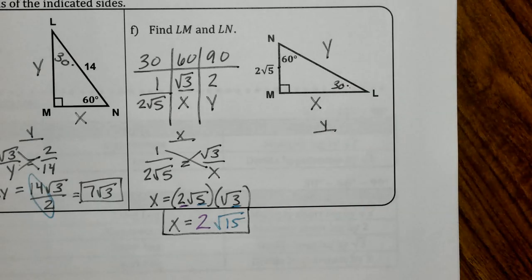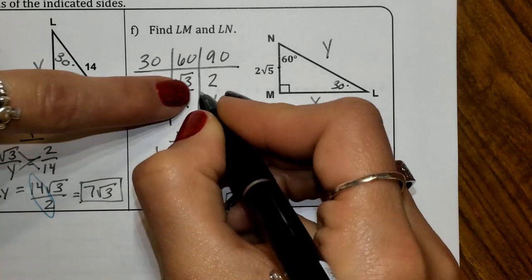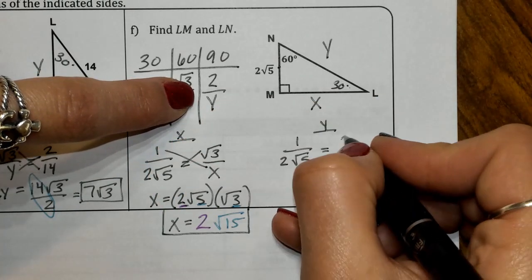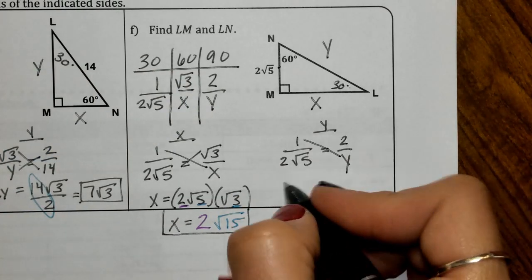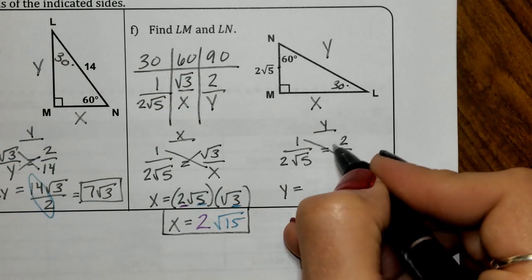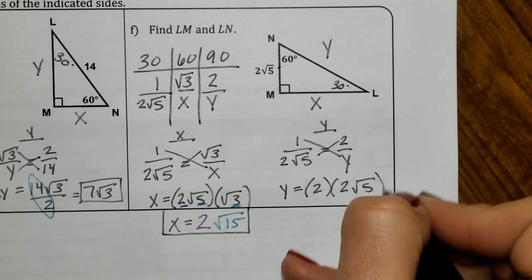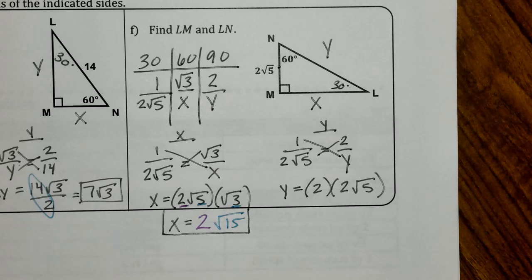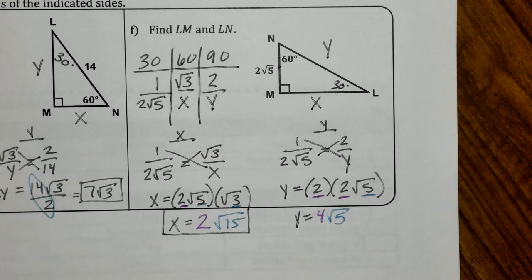All right, look at y. Again, I'm going to use the 1 over 2 square root of 5. And now we're going to set it equal to 2 over y. Cross multiply, y equals 2 times 2 square root of 5. So quite the opposite of the last one. Now we have 2 whole numbers, which will give us 4. And then we only have 1 radical, so we bring down that square root of 5.